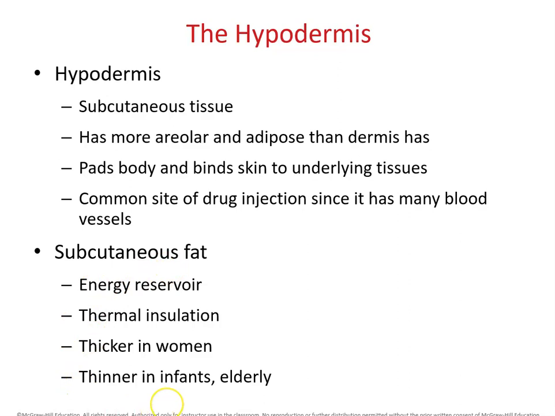Below that, we have subcutaneous fat. This is the energy reservoir. This is thermal insulation. Physiologically, women have more of this than men, and it's thinner in infants and elderly people.